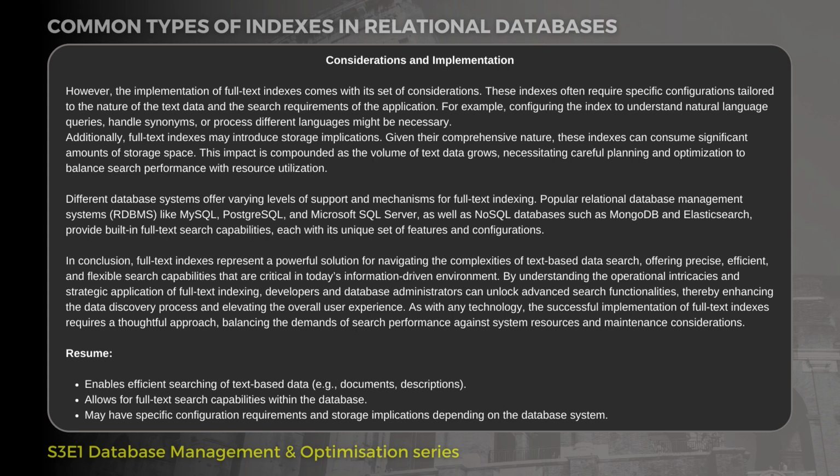Different database systems offer varying levels of support and mechanisms for full-text indexing. Popular relational database management systems, RDBMS, like MySQL, PostgreSQL, and Microsoft SQL Server, as well as NoSQL databases such as MongoDB and Elasticsearch, provide built-in full-text search capabilities, each with its unique set of features and configurations.